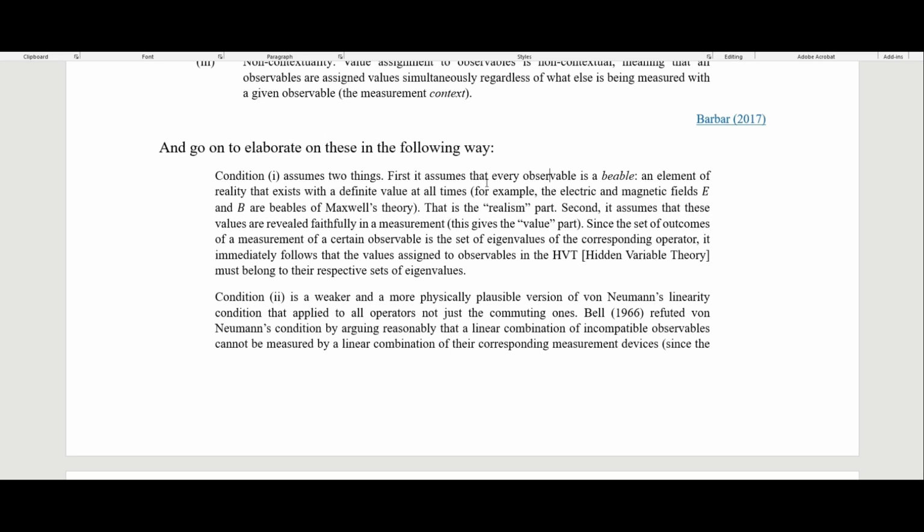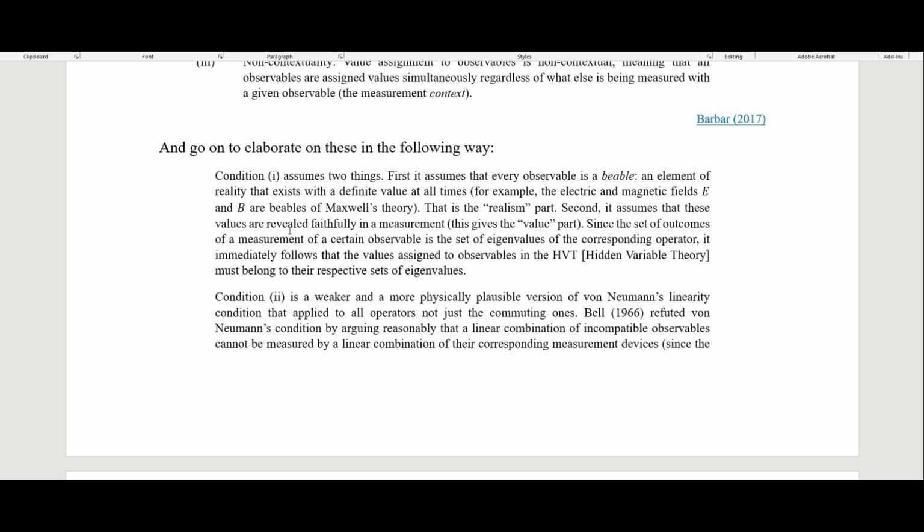And so it assumes that every observable is a beable, in other words, an element of reality that exists with a definite value at all times. So for example, the electric and magnetic fields E and B are beables of Maxwell's theory. That is the realism part. Second, it assumes that these values are revealed faithfully in a measurement. This gives the value part.